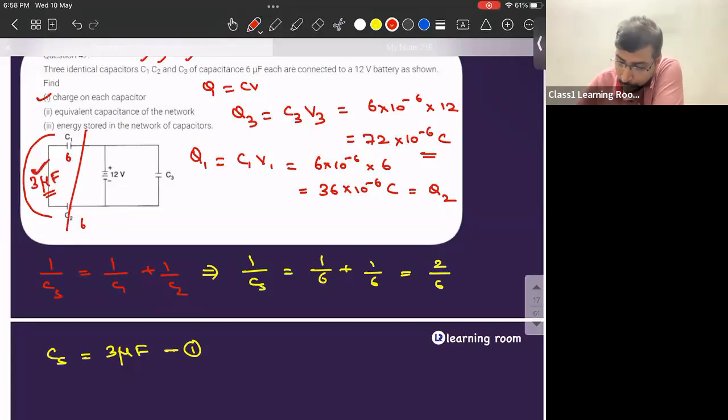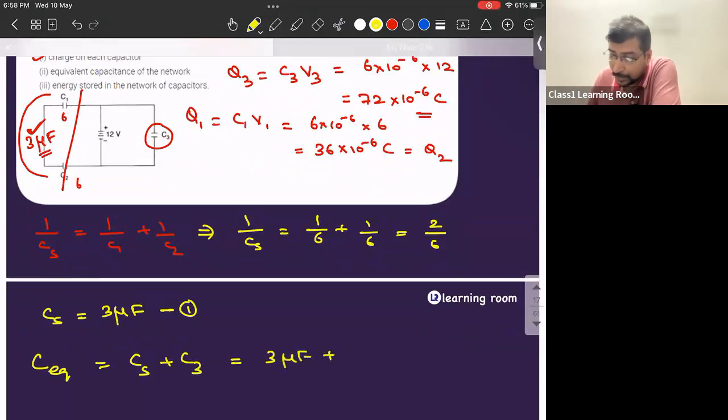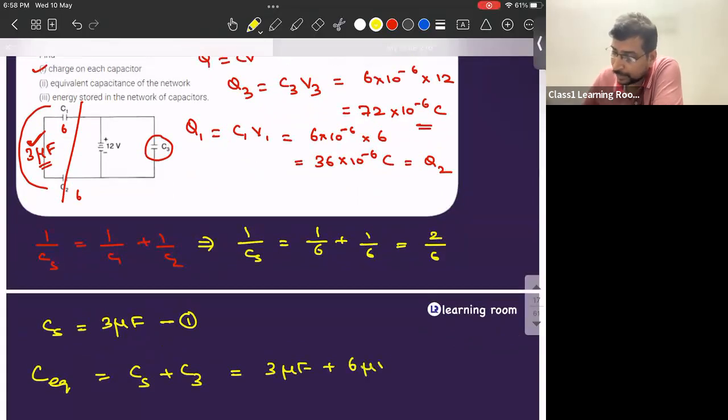Now this 3 microfarad is connected across C3 in parallel. So C equivalent will be equal to CS plus C3. So what is the value of CS? It is going to be 3 microfarad plus what is the value of C3? C3 is going to be 6 microfarad. So the total value is going to be 9 microfarad. That is the equivalent capacitance of this network.